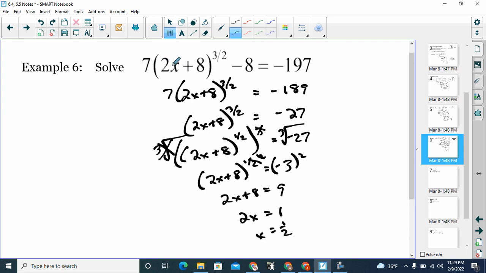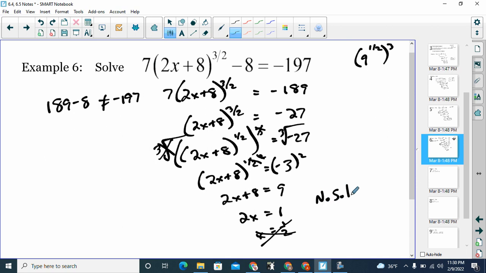2 times 1/2 is 1, plus 8 is 9. 9 to the 3/2: square root of 9 is 3, cubed is 27. So we get 27 times 7, 189 minus 8, which is not giving me negative 197. So my solution here did not check. That was the only solution I had. This equation has no solution, no real solution at least.